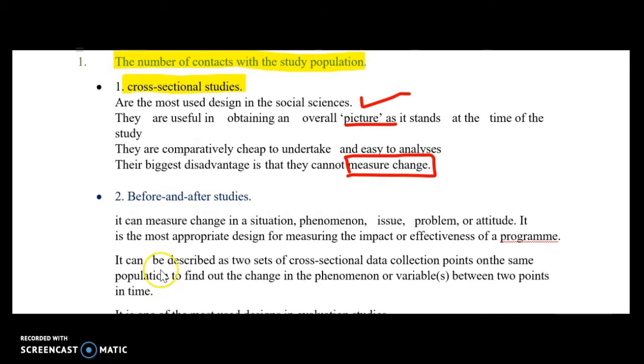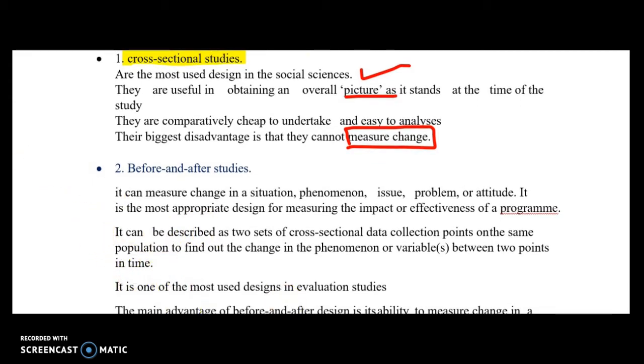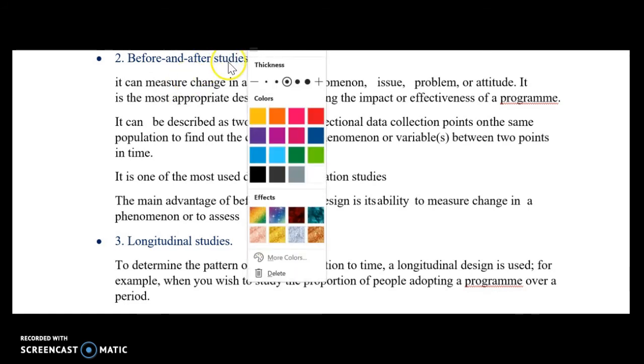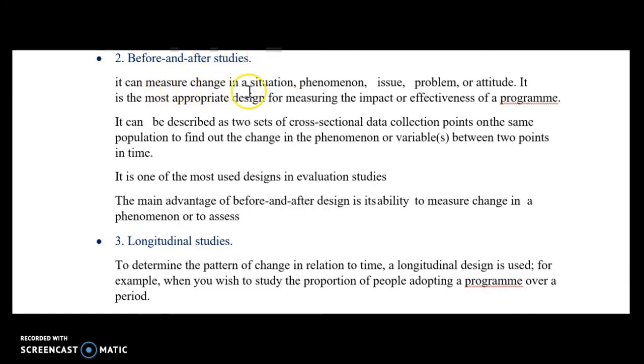Then we have another interesting model, which is the before and after design. The best thing about it, as I said, is that it's suitable for measuring the change, so you can see how the problem is changing. It is one of the most used designs in evaluation studies.